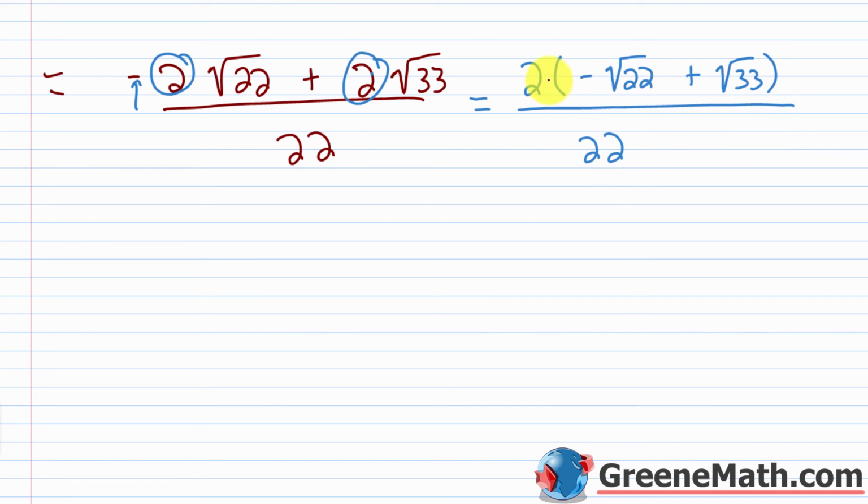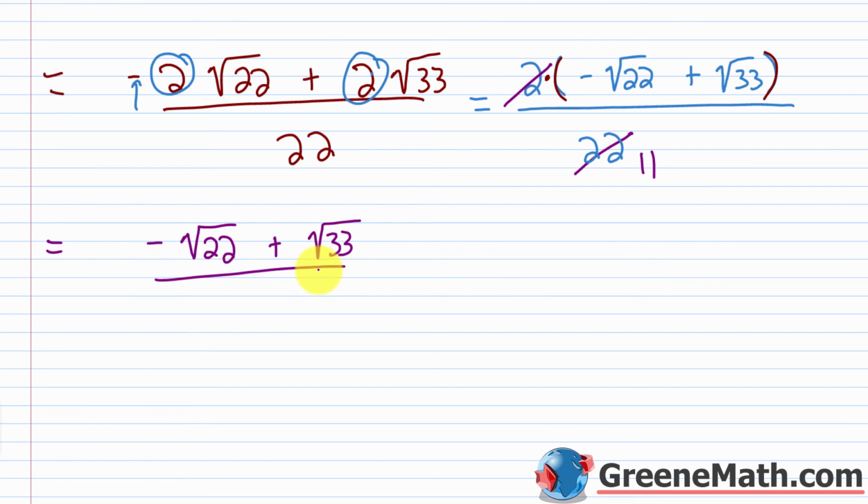Now this is multiplication here. 2 is a factor, and this whole thing inside the parentheses here, negative square root of 22 plus square root of 33, is a factor. So now I can cancel common factors. So this can cancel with a factor of 2 down here, and so this is 11, okay? Very important that you understand the difference between when you can cancel and when you can't. Again, that's a very, very common mistake in Algebra 1. So then this equals, what's left in the numerator after I cancel is a negative square root of 22 plus square root of 33 over 11.